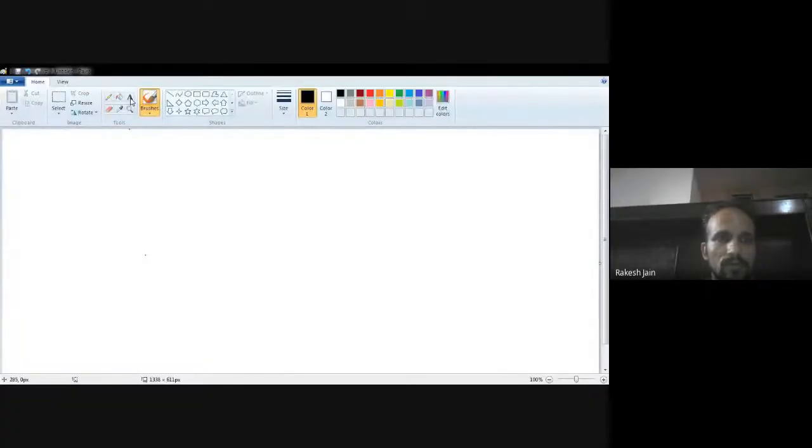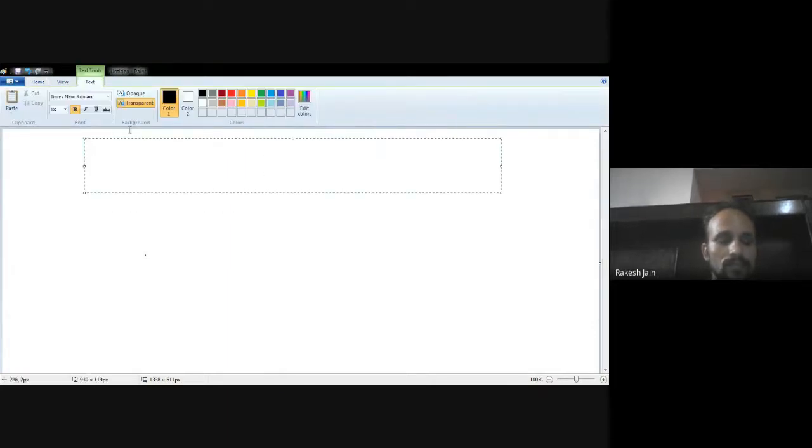First of all, we will see the basic concept of those multivibrators on MS Paint. See this, where I am going to write down the date. It is 12th of August 2021.